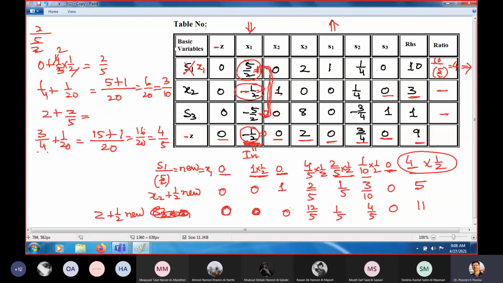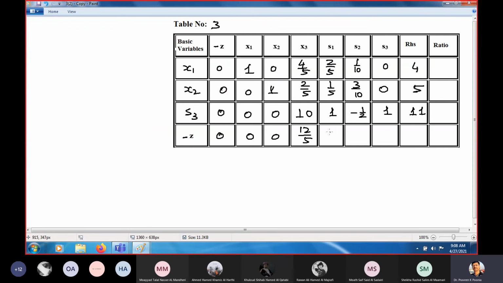1 by 5, 4 by 5, 0, 11. Clear? Now you can see here all are plus, all positive. So Z is greater than or equal to 0. And if Z is greater than or equal to 0, it is an optimal solution.